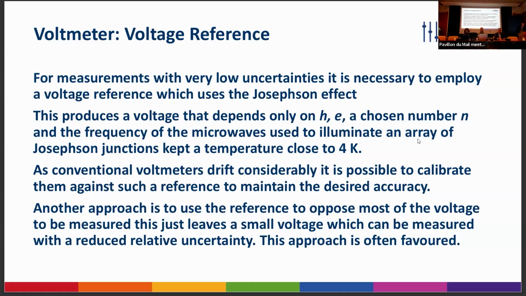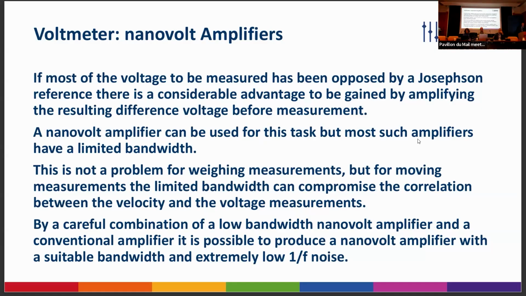But another approach, which I happen to like, is to use the reference to oppose most of the voltage from either the resistor or the coil, leaving a small voltage which you can then measure. You don't need to use a higher uncertainty to measure that voltage. This allows you, rather than just measuring with an ordinary voltmeter, to use a nanovolt amplifier to amplify that difference voltage before you measure it. Effectively, that gives you a real advantage.